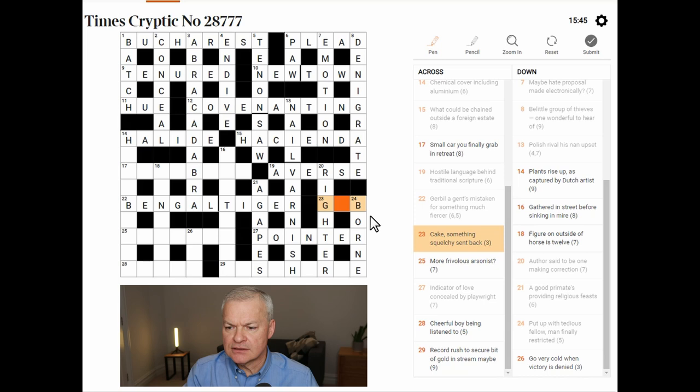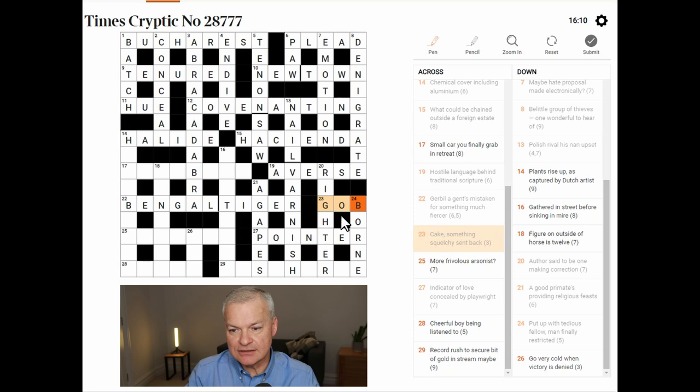Something squelchy. Well, yes, a bog is squelchy. So, well, I wonder if cake has the same slang meaning as cake hole, which is mouth, and gob is also a word meaning mouth. So I think that's how that works. And then something squelchy is bog, sent back, reversed. Phew, that was looking decidedly tricky.